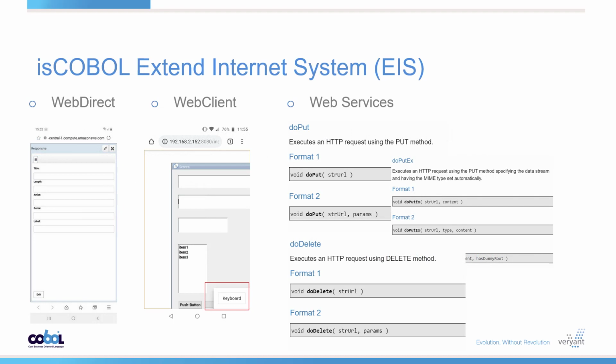EIS now stands for Extend Internet System, a more descriptive name for EIS. WebDirect, a part of EIS that helps you map COBOL screen sections to HTML equivalents, has grid control and layout manager enhancements in 2020 R1.